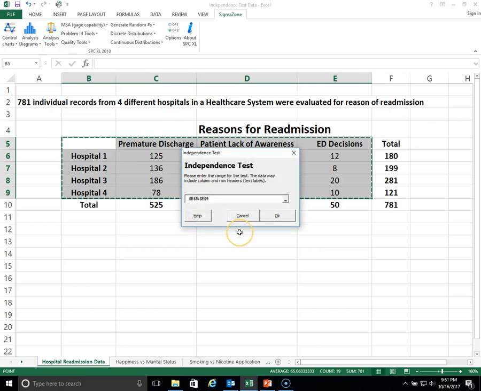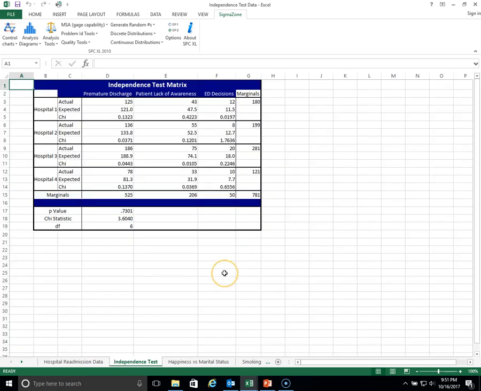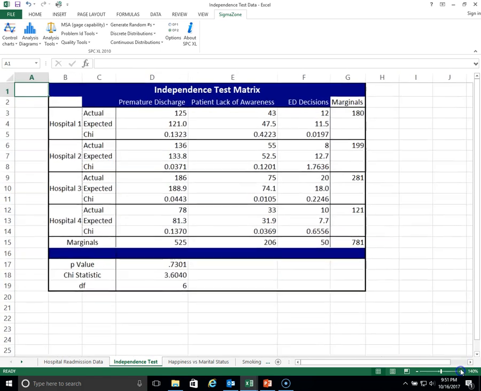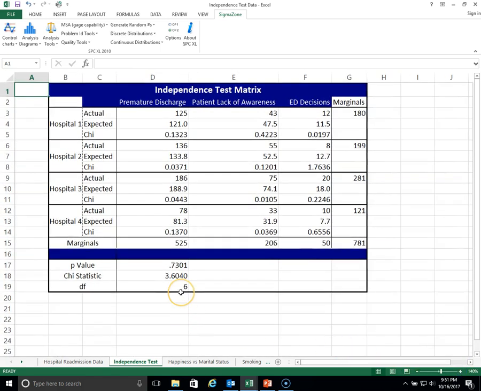Now it's going to come up and say, is this the data you want? We've already highlighted it, so we say OK, and out comes, let me blow that up a little bit higher, out comes a p-value. The p-value is a whopping 0.7301. So how do we interpret that? There is no significant difference here.